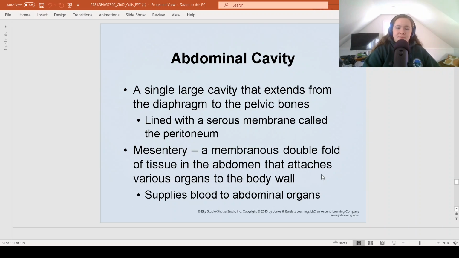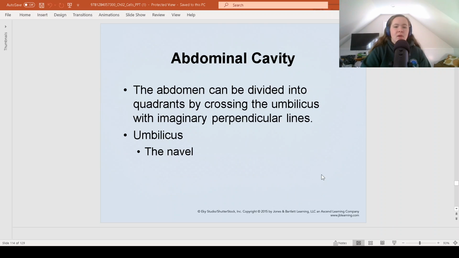Abdominal cavity is a large single cavity that extends from the diaphragm to the pelvic bones. This is lined with a serous membrane called the peritoneum. Mesentery is a double fold of membrane tissue in the abdomen that attaches to various organs of the body wall, and it supplies blood to abdominal organs. The abdomen can be divided into quadrants by crossing the umbilicus, which is near your belly button, by the way, with imaginary perpendicular lines.